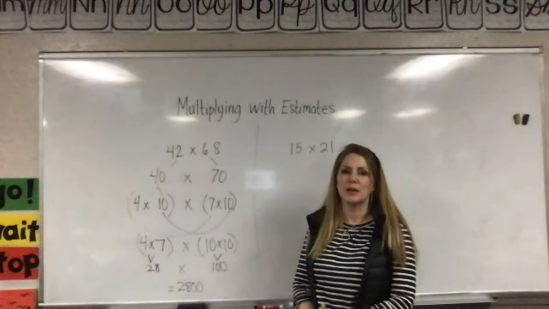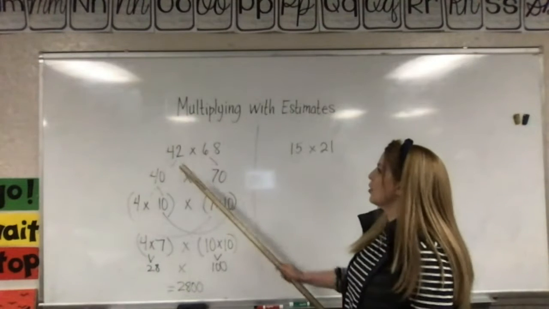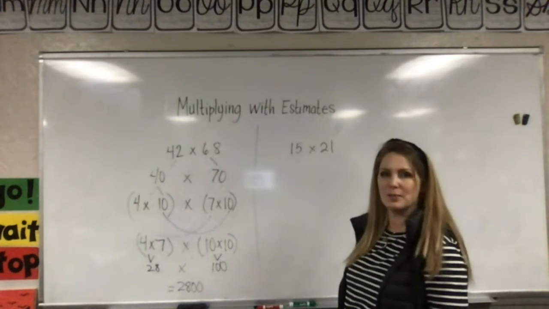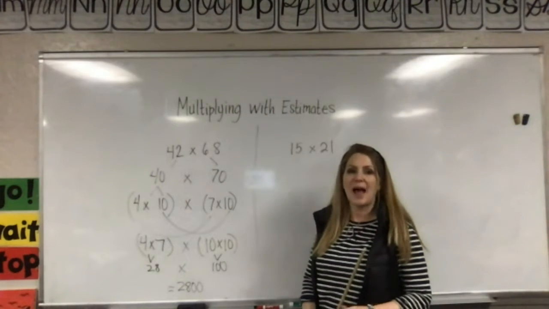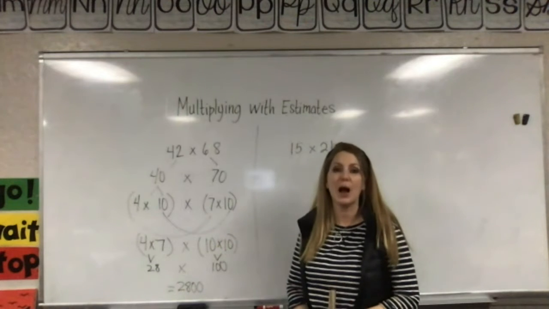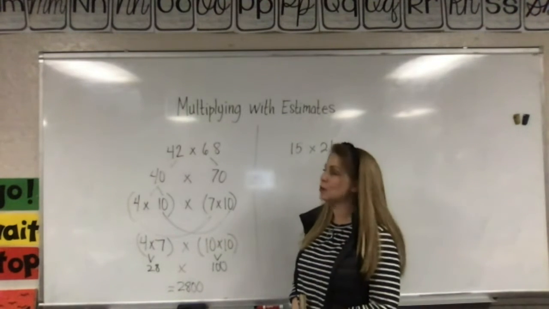Our first equation for the day will be here, 42 multiplied by 68. So to estimate simply means to round. So the first thing we're going to do is round our two numbers.